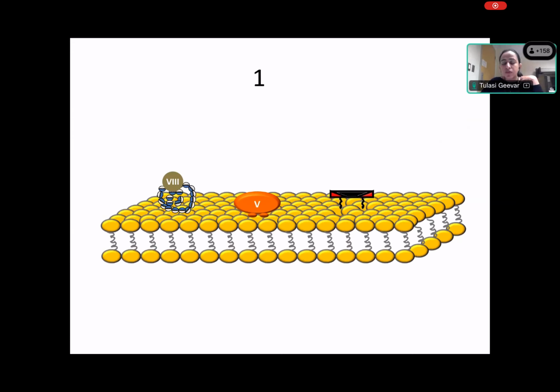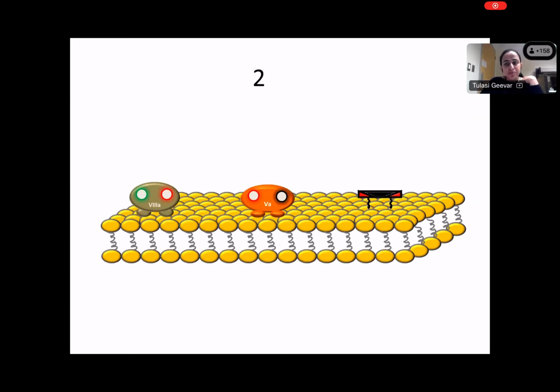So let's see how this happens on the surface of the platelet. This is the surface of the platelet, which now has activated factors 5 and 8. Now we saw that thrombin activates the cofactors 5 and 8 in the amplification step.